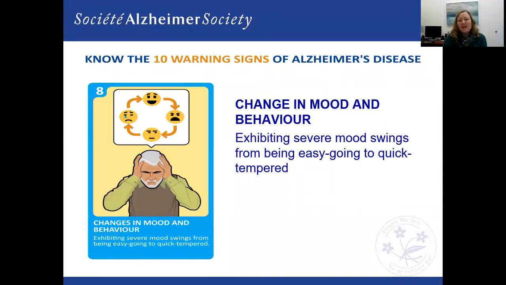The next warning sign is changes in mood and behavior. So we all can feel sad or moody from time to time, but someone living with dementia is going to show varied mood swings, going from calmness to tears to anger, maybe in rapid succession and for no apparent reason.